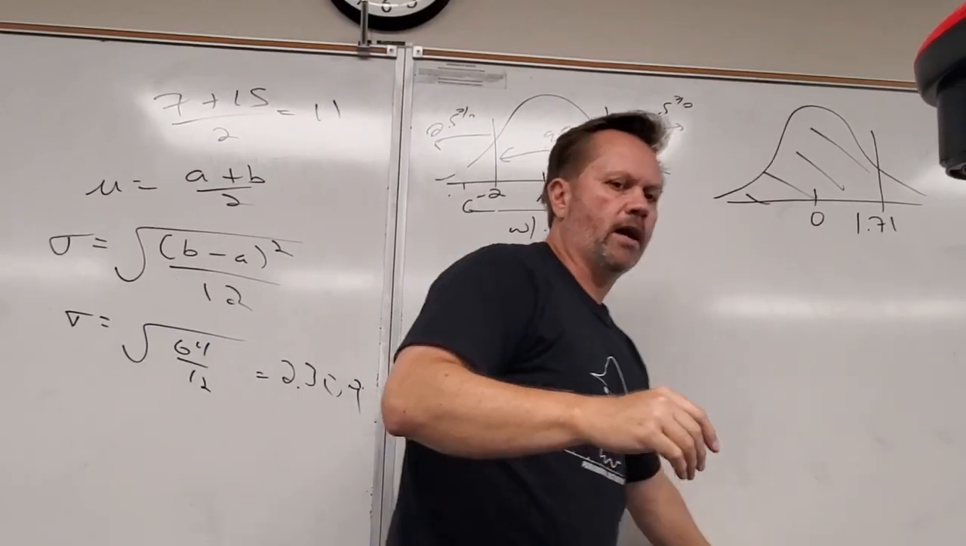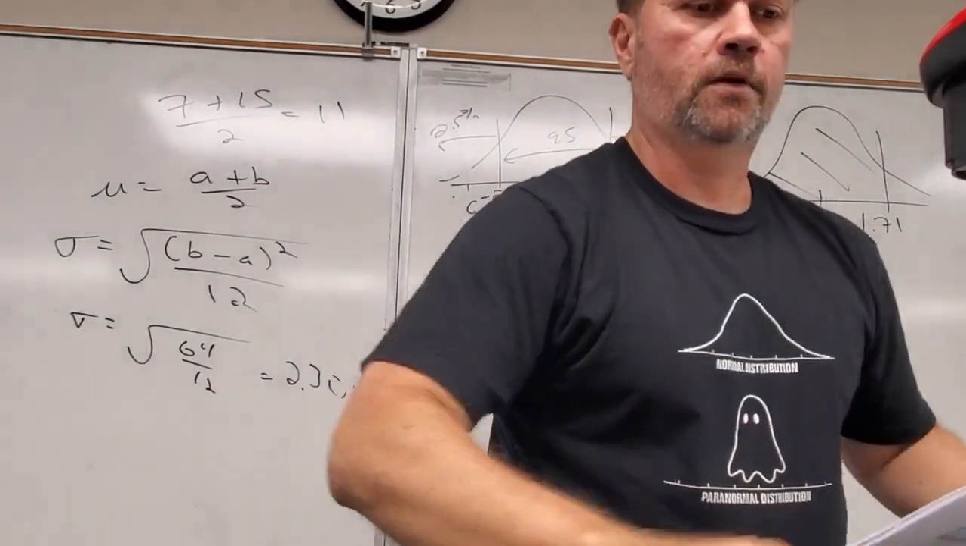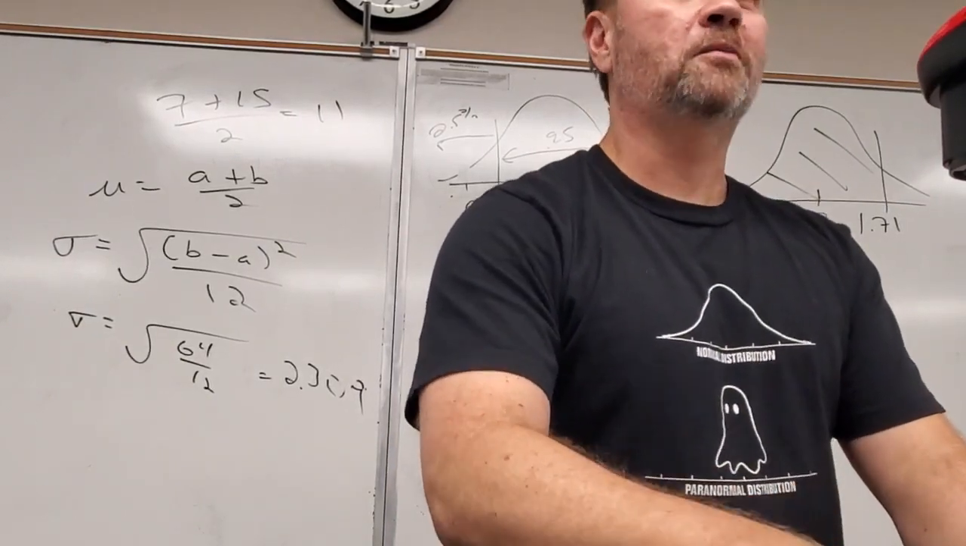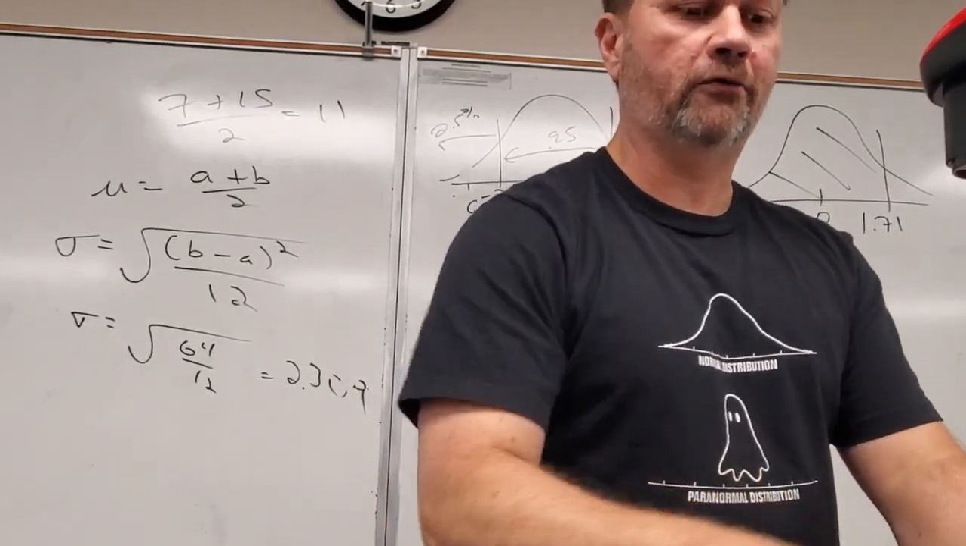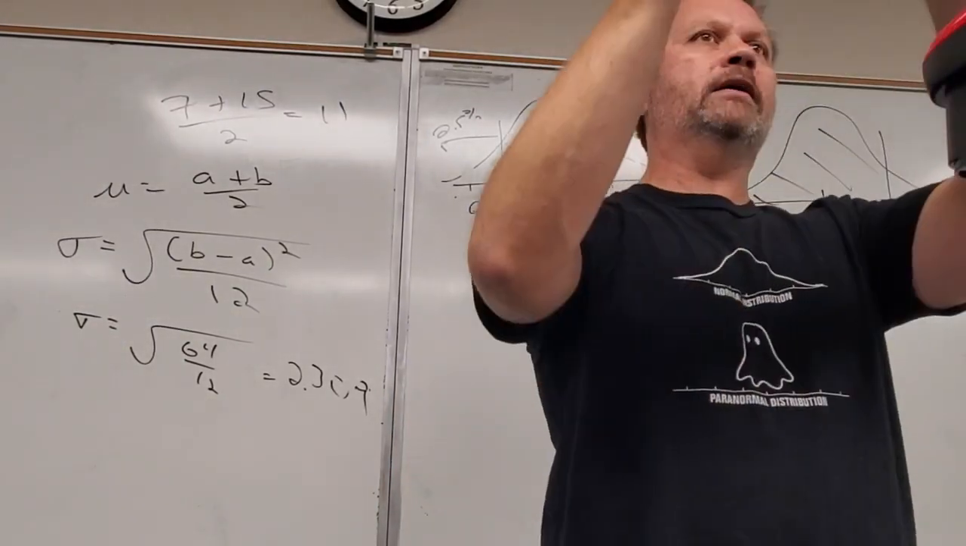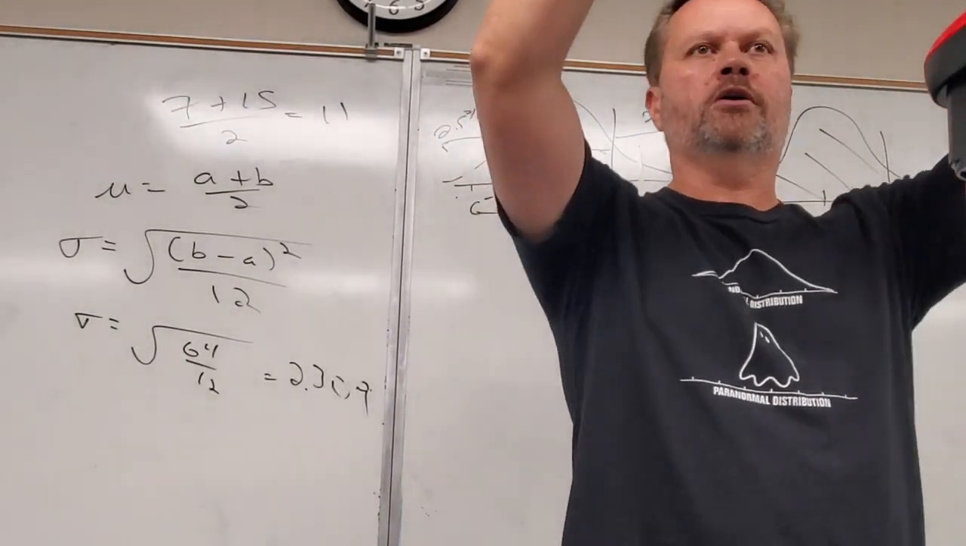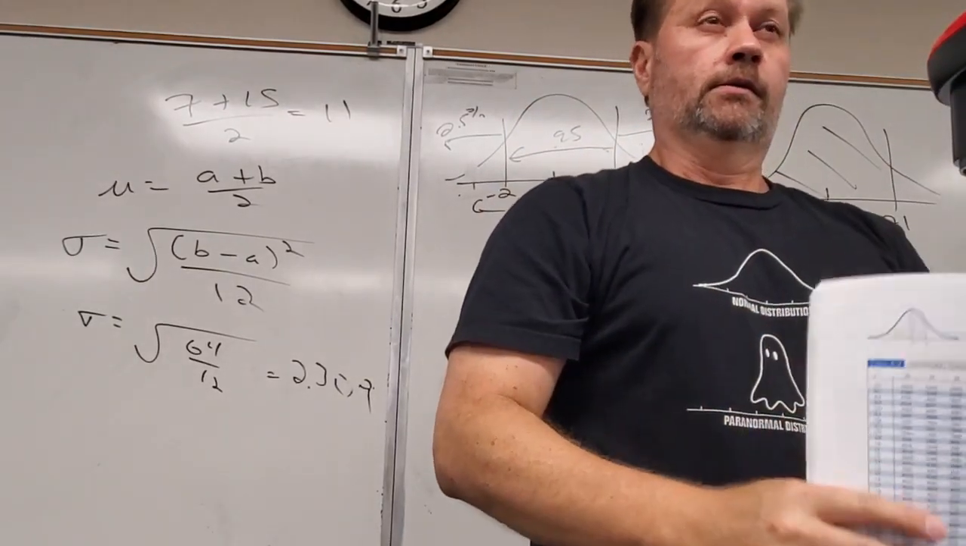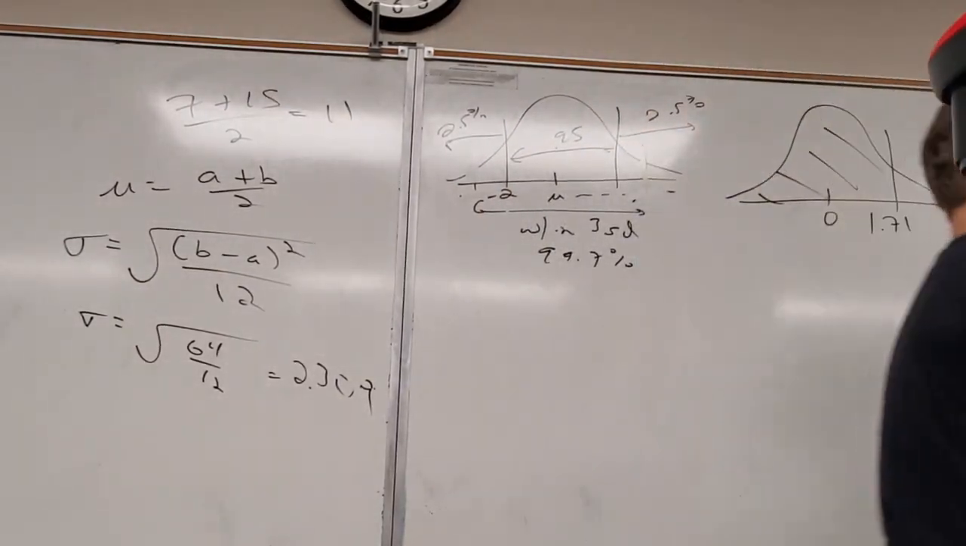So what we got is we got a bunch of us nerds. We programmed a computer, and we had it do some calculus, and then we wrote all this stuff down. So this is basically, if you have a normal curve, this is a sheet of all the answers. You just have to know where to look. So.